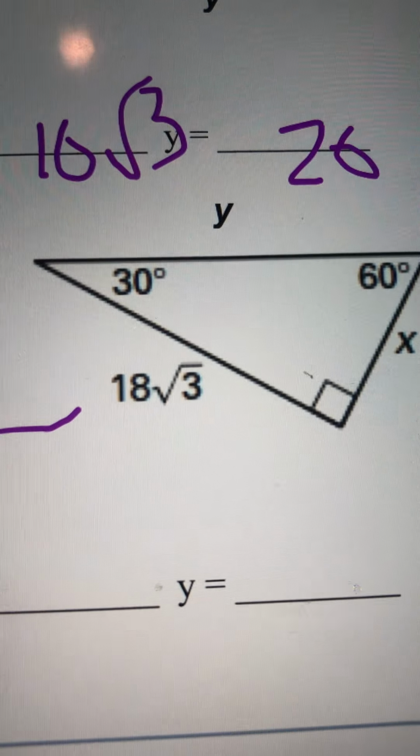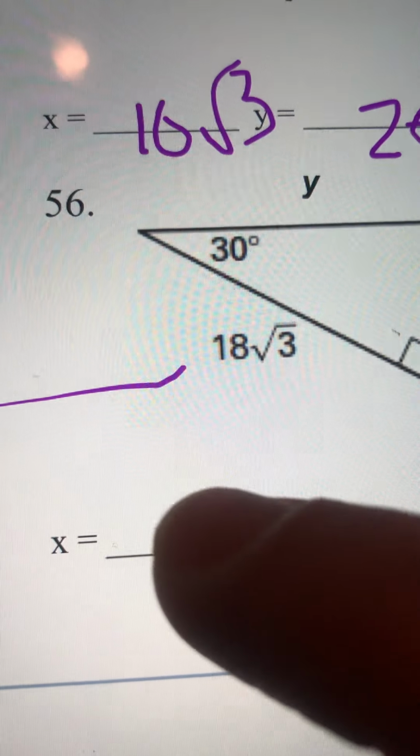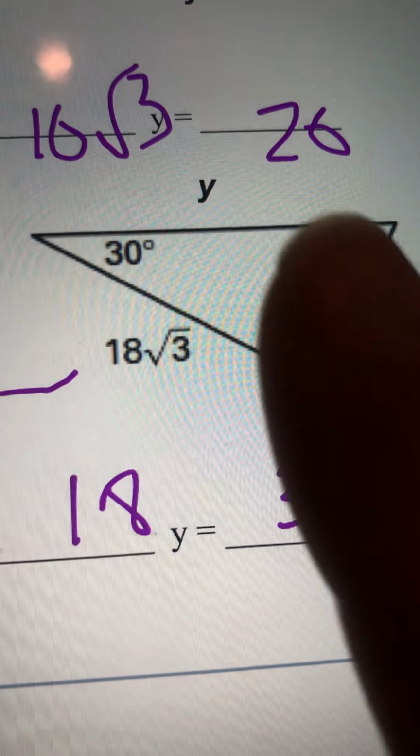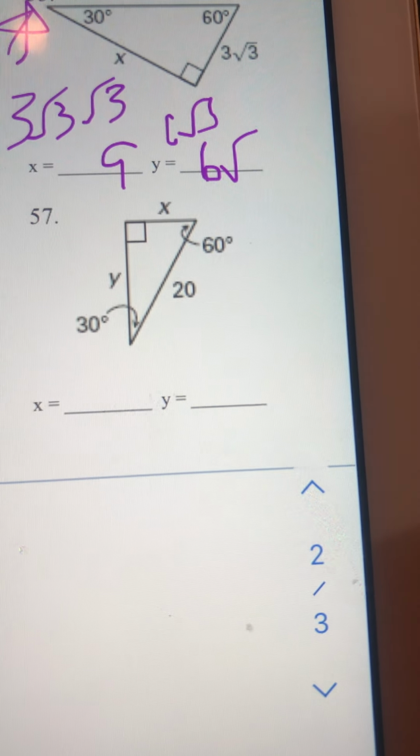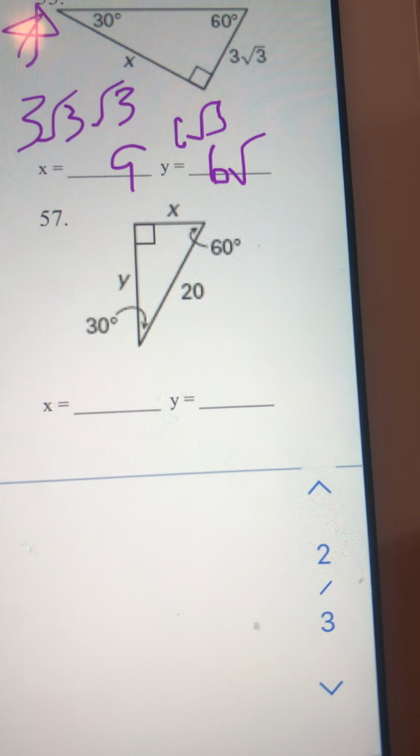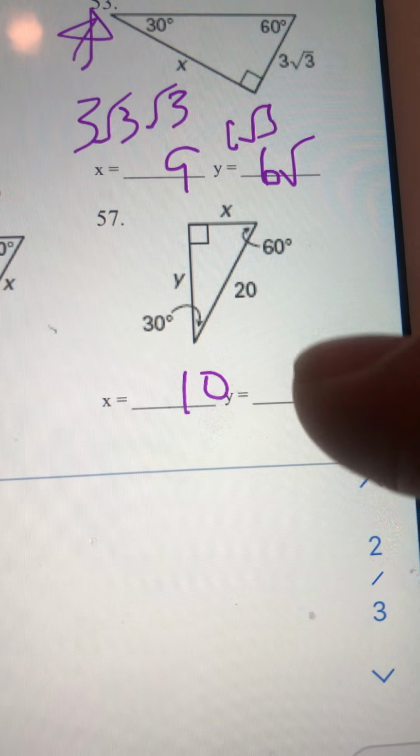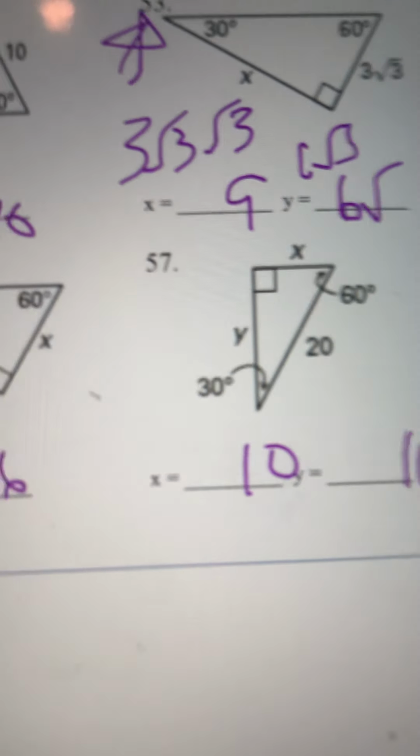Last couple here, 18 root 3, so the x is going to be 18 and the y is going to be 36. And then the very last one, the x, oh, that's the hypotenuse, is 20. So the x is 10 and then 10 root 3. I know that took a little bit of time, but I thought it would be helpful for you to see the whole worksheet.